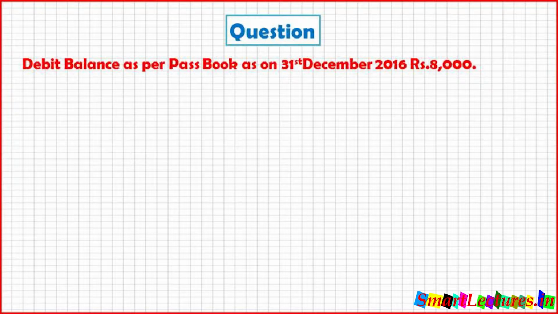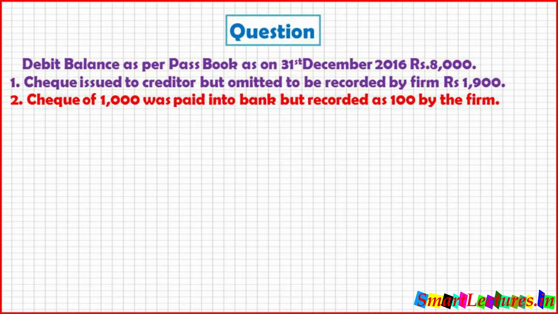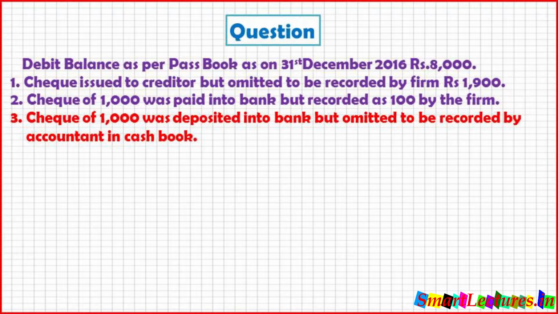Let's take one more question. Debit balance as per passbook 8,000 as on 31st December 2016. Check was issued to creditor but was omitted to be recorded by firm. Check of 1,000 was paid into bank but recorded as 100 by the firm. Check of 1,000 was deposited into bank but omitted to be recorded by accountant in cash book, and the amount was 1,000. So first of all, debit balance as per passbook.